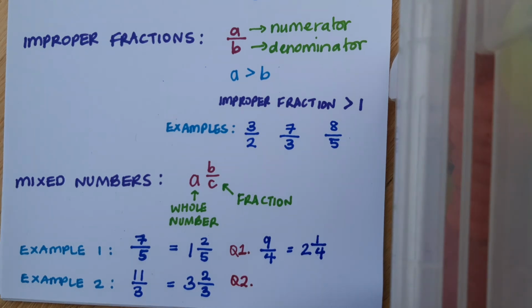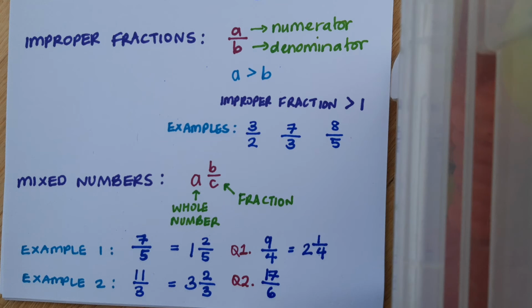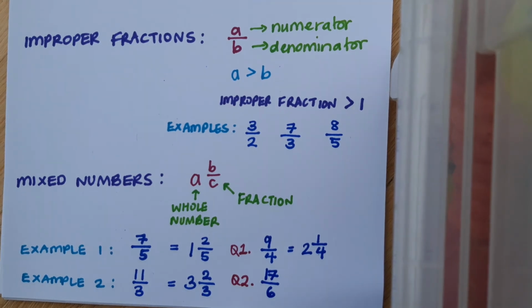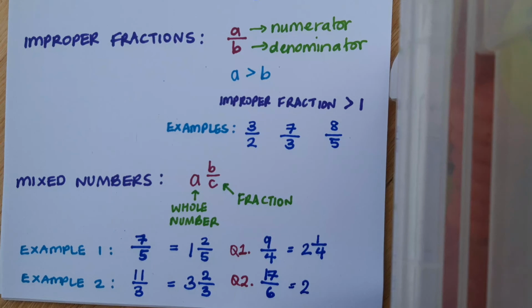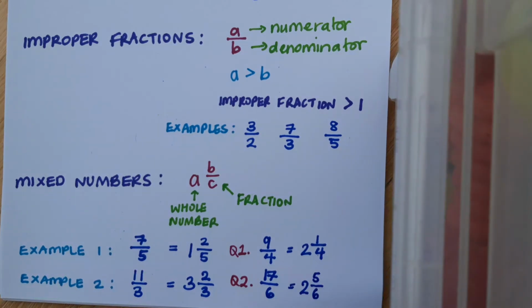And here's a second question for you. 17 over 6, which is an improper fraction, I want you to write that as a mixed number. Pause the video here, do it yourself, and then play and check and see if you're correct. Okay, so 6 into 17 goes twice, with 5 left over, so 5 over 6. So 2 and 5/6.